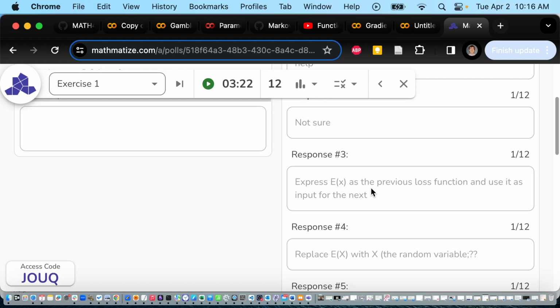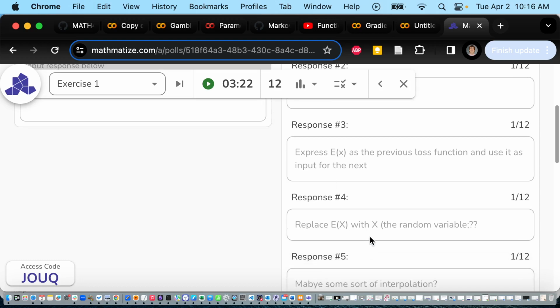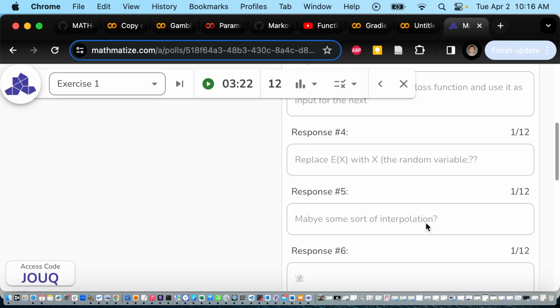So we're not just going to have one loss function, we're going to have a lot of loss functions, and we'll use all of them sort of equally. Replace expected value with x, the random variable. Question mark, question mark? This is exactly what I want to do. This is great. Let's see what other people are saying.